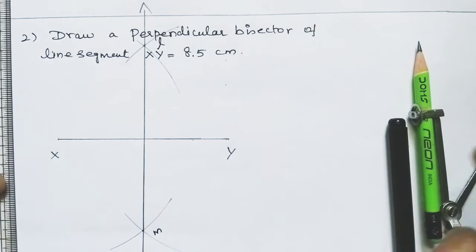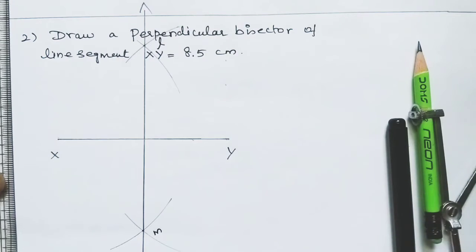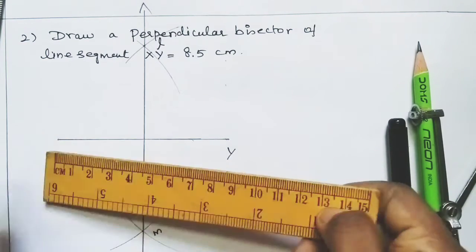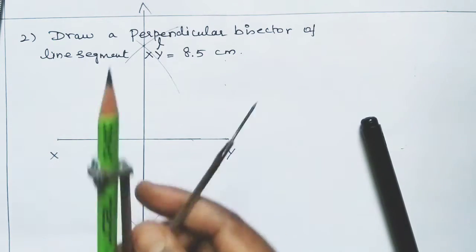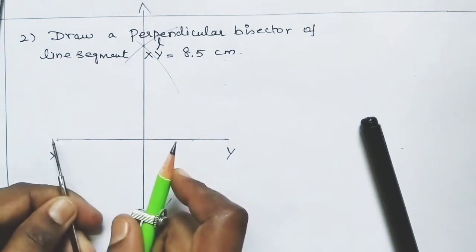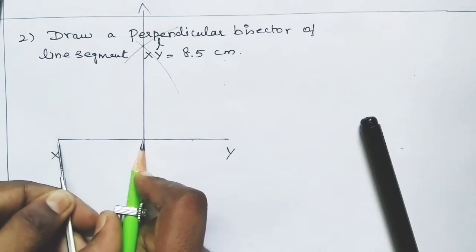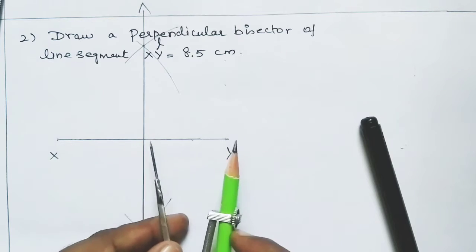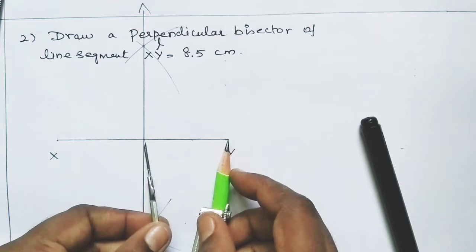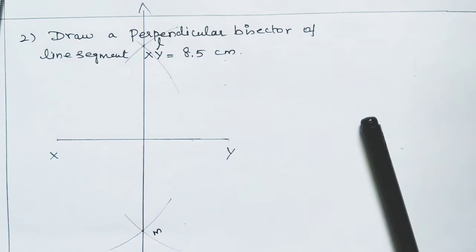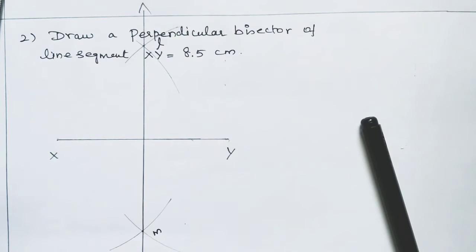Now join these two points. Now check the measurement. Half of 8.5 is 4.25, right? In the ruler we can't see 4.25, right? So you can take your compass or divider, take this measurement, like this, and check it here. You will be getting the same. Don't change this, okay? You will be getting the same. See? Therefore, our diagram is right. This is how you need to do the perpendicular bisector.